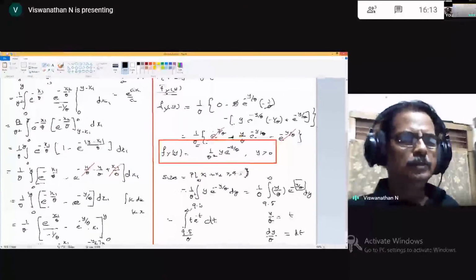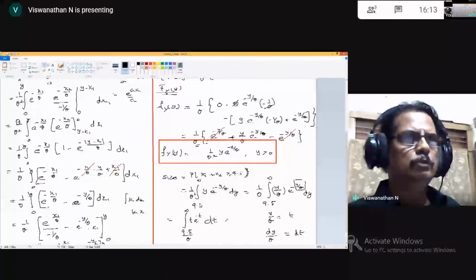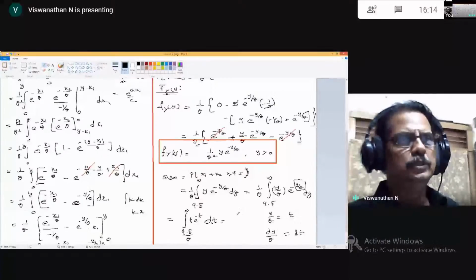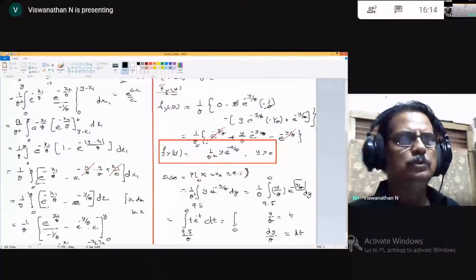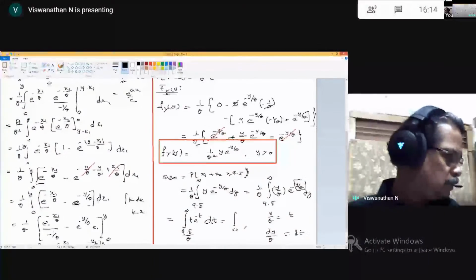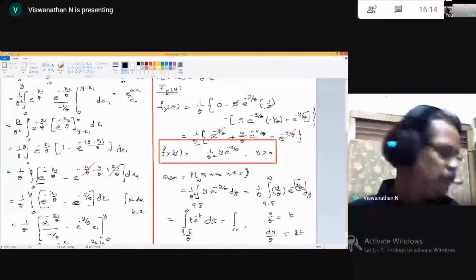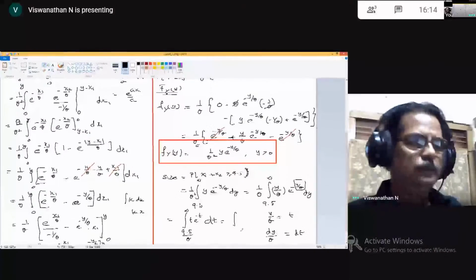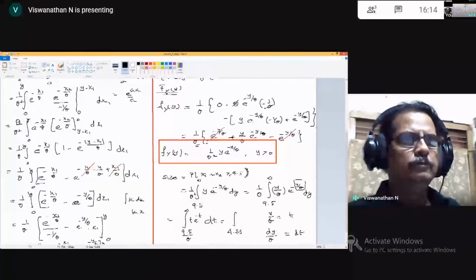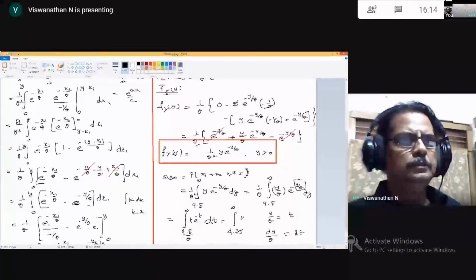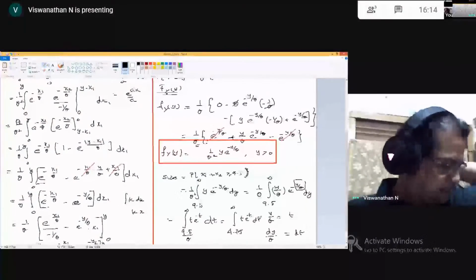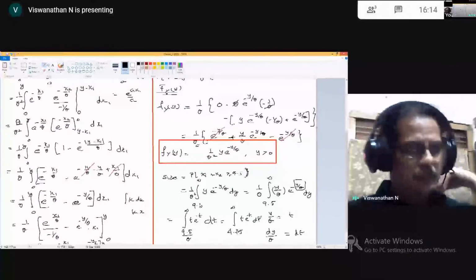But under the null hypothesis, what is your theta? The value of theta is 2. So this is 9.5 by 2, and that value is 4.75. This is 4.75 to infinity, t e power minus t dt. So this is the integral that we are interested in.